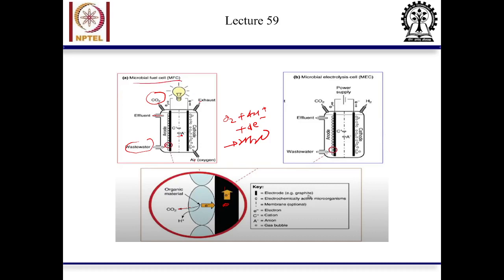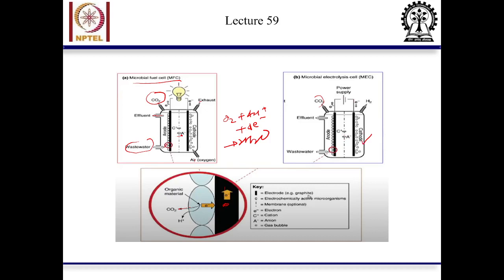Now in electrolysis, what is happening? We are supplying power to make the reaction happen. The wastewater we are supplying, in this case the reverse is happening. Due to the electricity, wastewater will produce electron, proton and CO2. CO2 can be captured, the proton can travel through the membrane to the cathode, and the electron through the external circuit.